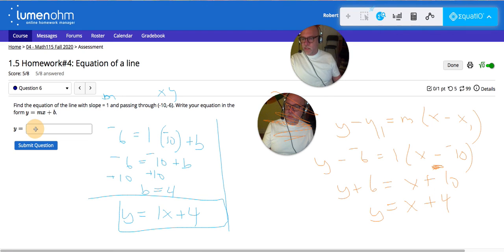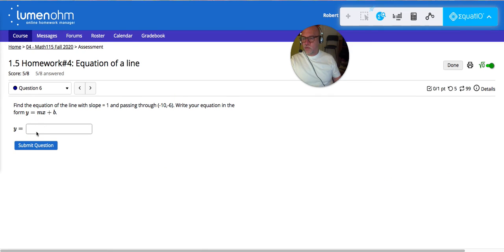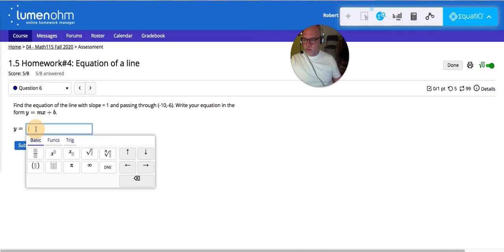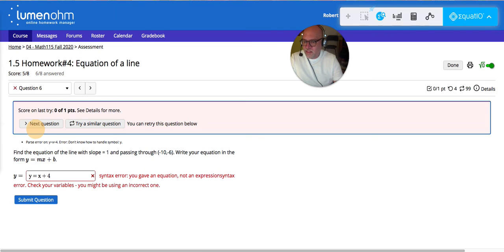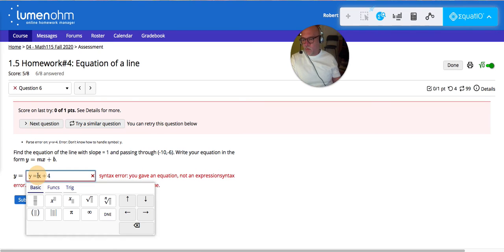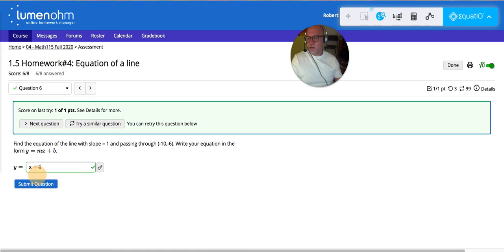So we know what this is. Now you remember last time I put the 1x in. This one I'm not going to do that. I'm going to actually put in y equals x plus 4 and see if it'll take it. Oh, I did the same thing I did before, which is I keep including that y. That's a brain fart on my part. It's still correct, but it just wastes time if you do it this way.